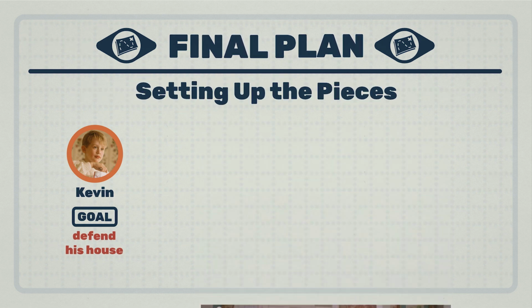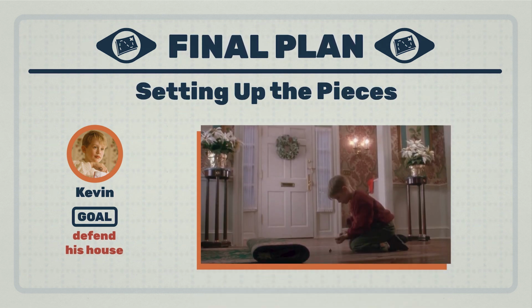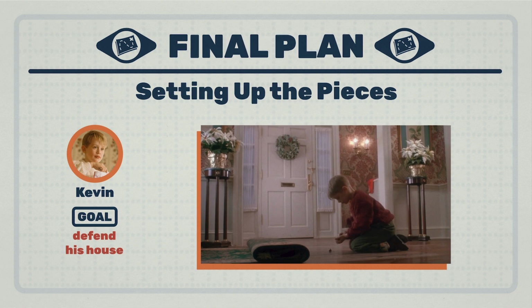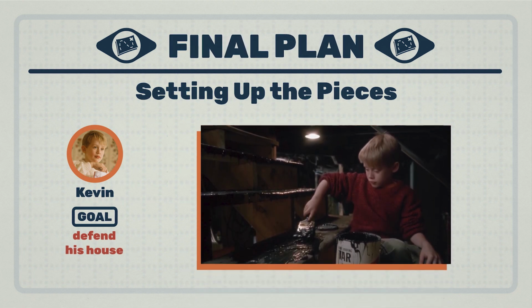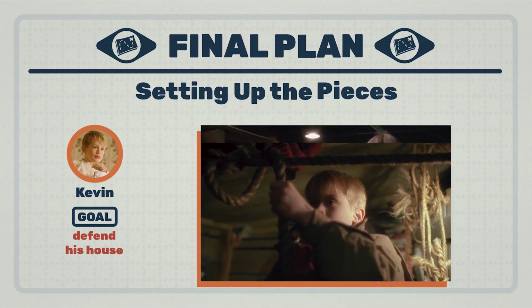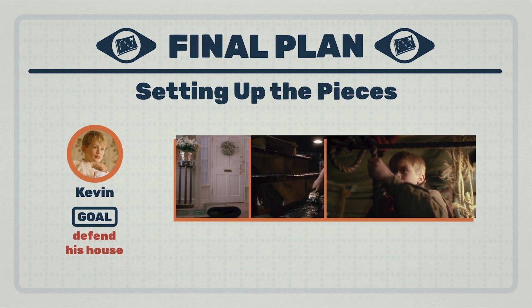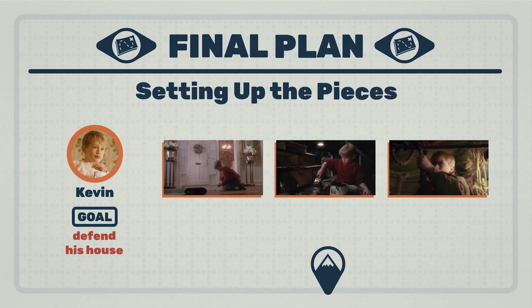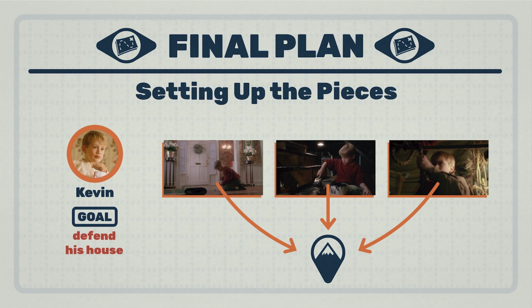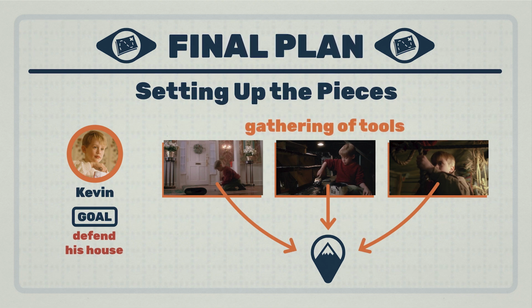Home Alone does a great job of setting up all the pieces for the story climax. Here, we see Kevin setting up traps for the burglars, from toys to tar to a treehouse zipline. This is a great example of the practicality of this phase. It builds anticipation as we wait to see how all of these pieces will come together in the story climax. This is the gathering of tools we mentioned earlier, which in this case are traps instead of weapons.